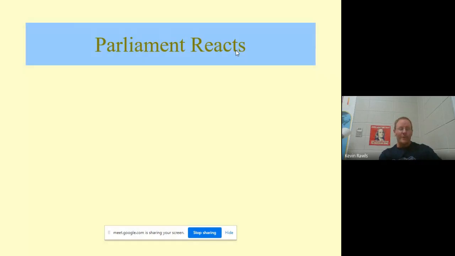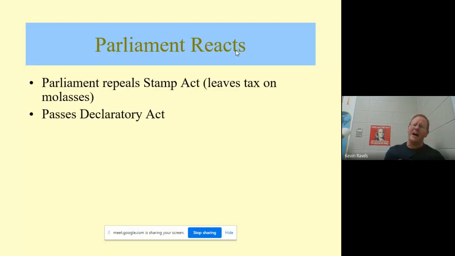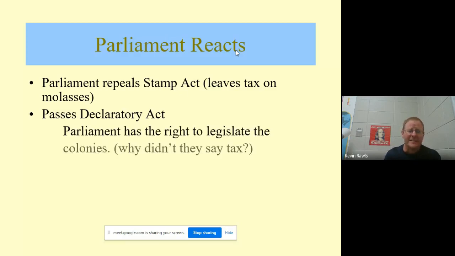So real quick, we got 5 minutes. What is Parliament going to do? Parliament's going to reject the Stamp Act. So it never went into effect. But they leave the Molasses Act, which is the Sugar Act of 1764. They leave that tax on molasses, but they pass the Declaratory Act. And the Declaratory Act is going to say that Parliament has the right to legislate, which includes taxation, to the colonies.